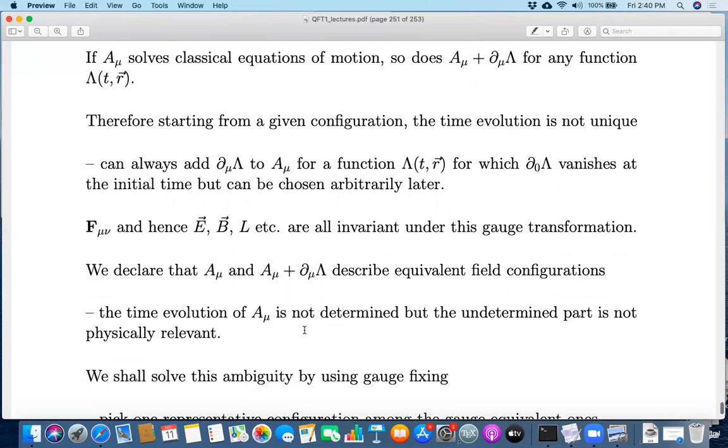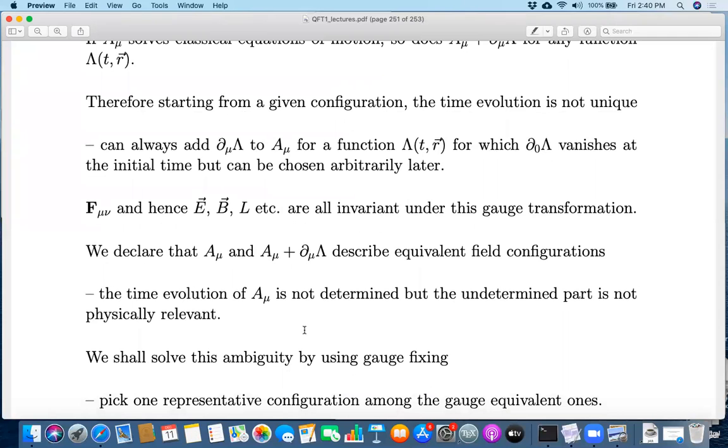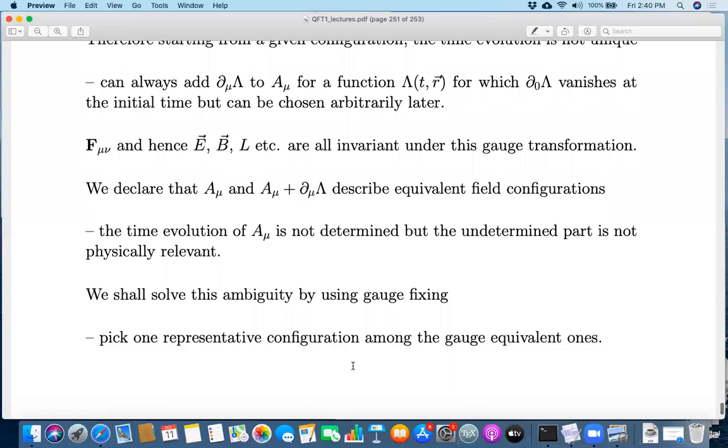Nevertheless, it turns out that to do perturbation theory, which is what we want to do, we need to fix a gauge. Because otherwise, for example, we will find that if we try to use the full Maxwell's theory and calculate the propagator for the A_mu field, you will get an infinite answer. So if you want to do perturbation theory, we have to fix a gauge. And we will do this. That means we solve this ambiguity by fixing a gauge, which means we pick one representative configuration among all the gauge equivalent ones.